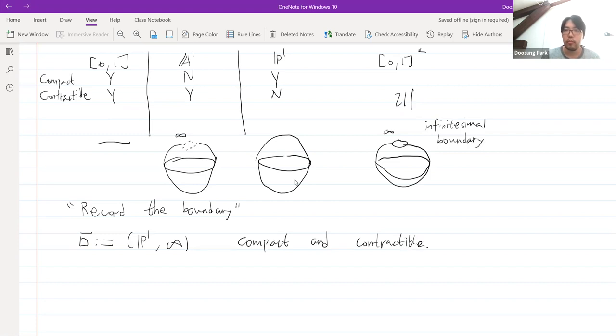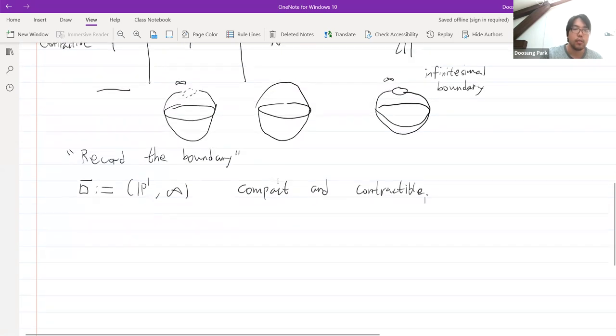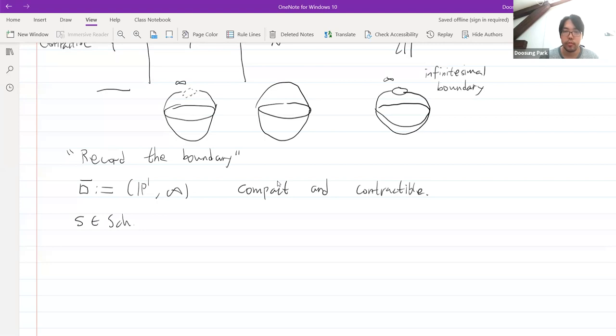So I would like to say that this is a closer replacement. This is not a scheme. This is a scheme with some extra information. And we want to make the category of such pairs. So suppose this is a scheme. Then in SH, when developing SH, we need to develop smooth over S. So we similarly develop log smooth over S.